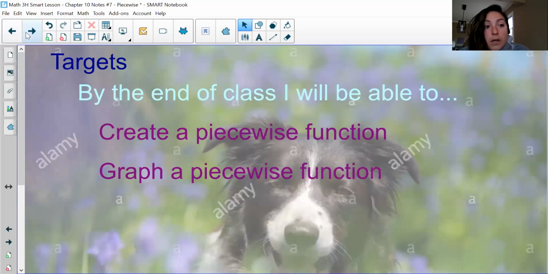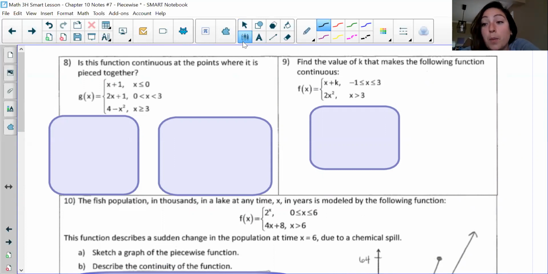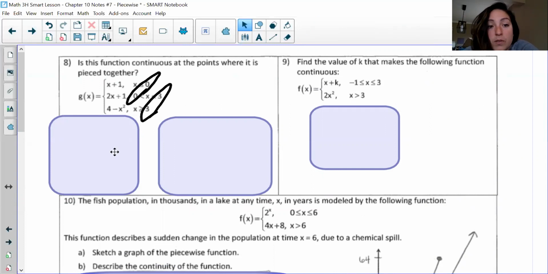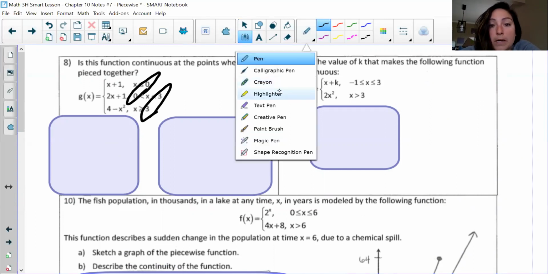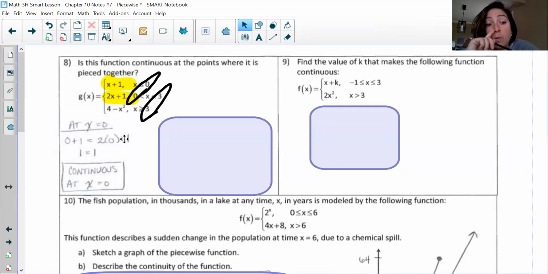So, wrong direction. All right, so is this function continuous at the point where it's pieced together? So we need to check at the points where it is pieced together. So that would be at 0 and then again at 3. So looking at where x is equal to 0, that is piecing together x plus 1 and 2x plus 1. So substituting 0 into those 2 functions, we end up getting that the 2 functions equal 1 when x is 0, so it will be continuous at x equals 0.